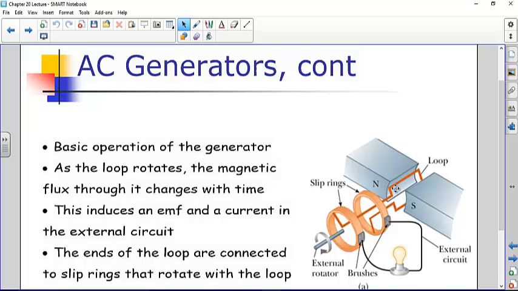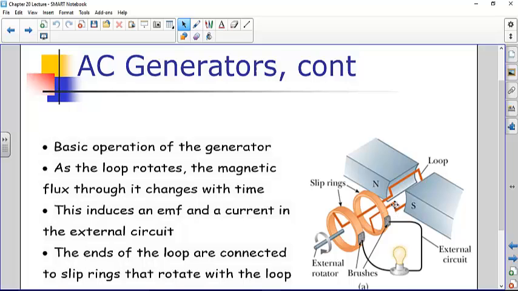So as this loop rotates in the presence of this magnetic field, we're changing the area that the magnetic flux goes through. The flux is going from the North Pole to the South Pole. So as we change the flux by changing the area, we're inducing an EMF in the loop. That induced EMF is like a battery, but it's not a constant battery. It's varying with time because the area is varying with time. And that EMF induces then a current in the external circuit.